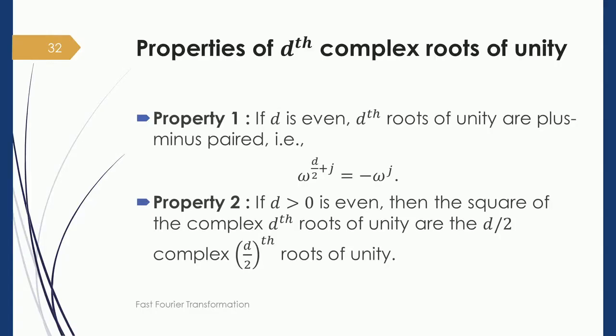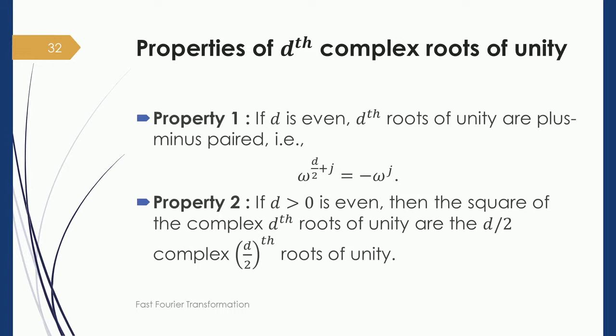to separate the odd and even terms in our polynomial and evaluate them and combine their results to evaluate the larger polynomial. But in order to recursively continue in this manner, we will need to ensure that we again get the plus minus pairing even after we square. And property 2 helps us establish this requirement.